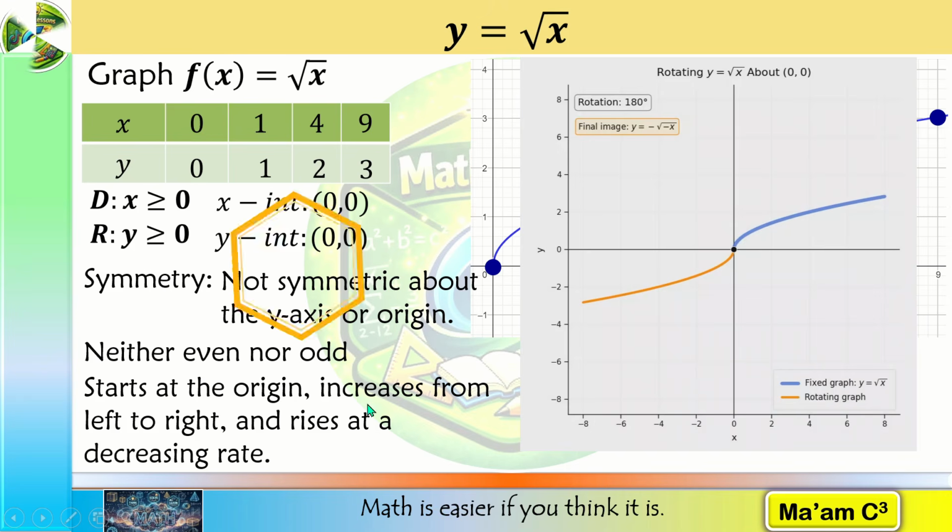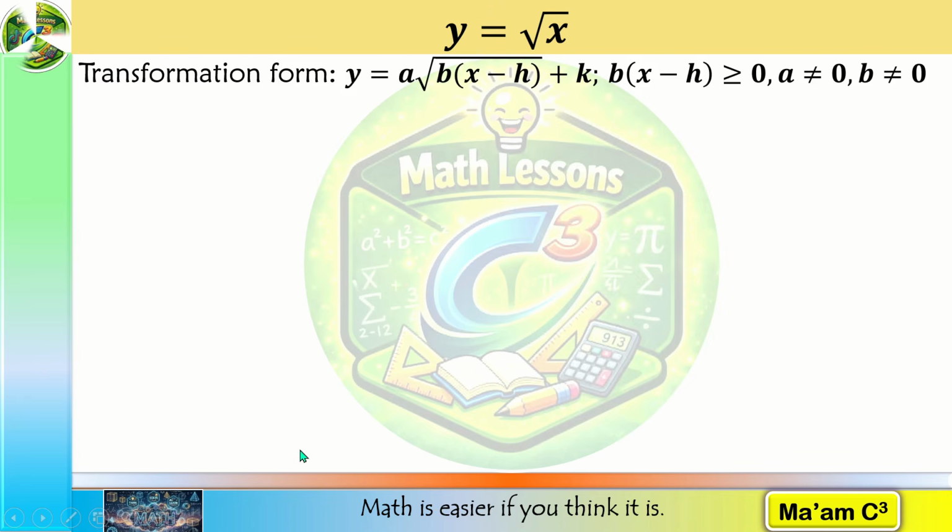Now let us transform our square root function. The transformation form of y equals square root of x is y equals a times the square root of b times the quantity x minus h, plus k, where the radicand b(x minus h) should be greater than or equal to 0. Again, because if this is negative, the square root of a negative number is imaginary. Also, our a and b must not be equal to 0. Because if they become 0, this term will be canceled out. It will become y equals k only.